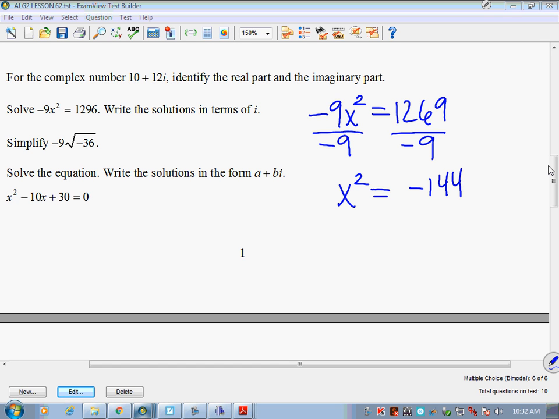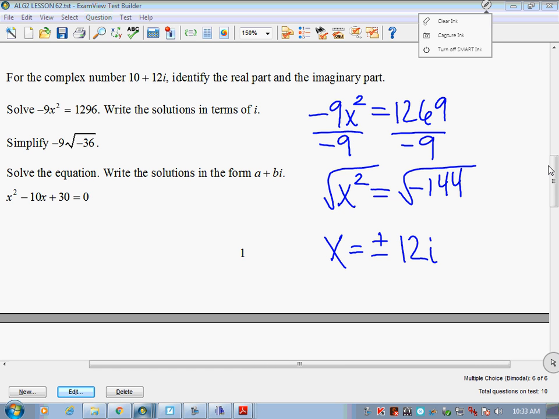Okay, now what do I need to do to both sides? Square root. Okay, so x equals, is it just that? Or what should go out in front? Plus or minus what? 12i. Okay, x equals plus or minus 12i. Okay, do we understand that? Anybody not understand that? Do I need to go back at it? No? Okay.